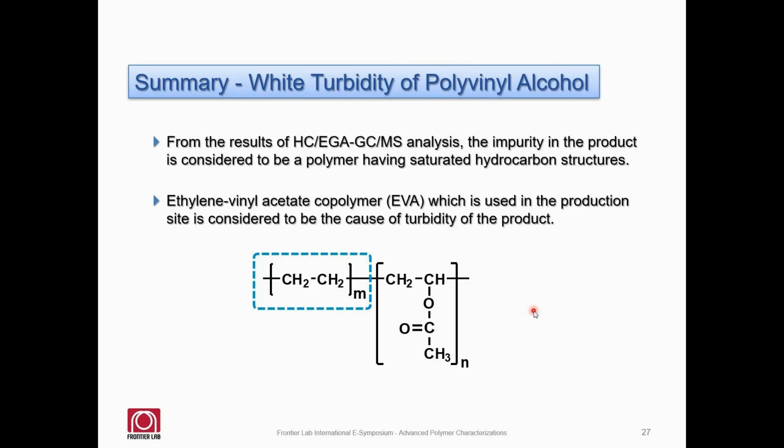This EVA can be used for cleaning processes and all. Maybe the production site was earlier used by someone and then shifted to the next customer, where they started the PVA production, and then they have seen this EVA occurring or interfering in the production process of PVA and causing the turbidity. So this is the reason for the turbidity of the product.